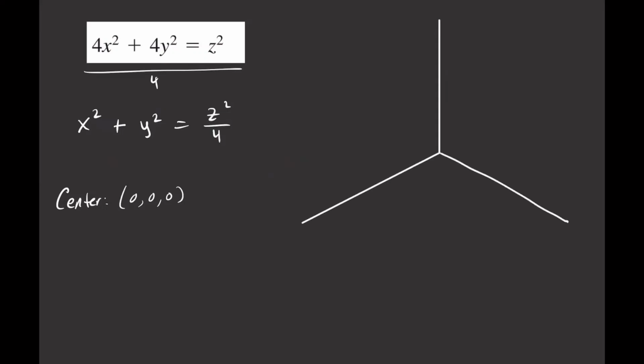So don't get thrown off by that coefficient. So here's my plane. And we know the center is 0, 0, 0. Let's suppose this is our negative z-axis. Now we know this is a cone because we have everything squared and it's equal to a variable that's also being squared. So plot the center first, always. Here's the 0, 0, 0.